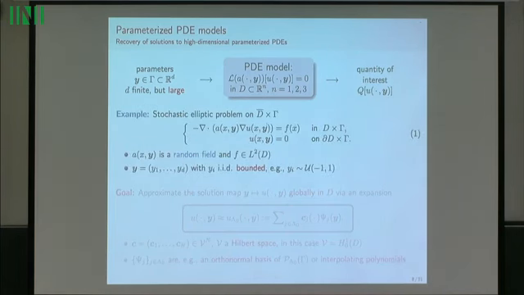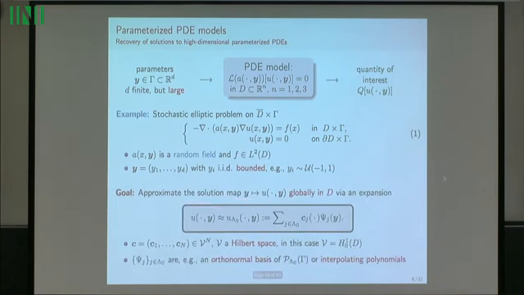As Professor Schwab said on Monday, this is the typical fruit fly problem that we look at, a stochastic elliptic problem on D cross gamma. A here is going to be a random field, f is in L2, and my parameters I'll assume for this talk are uniform IID bounded random variables, but they don't necessarily need to be bounded, and we can talk about some strategies in the unbounded case as well.